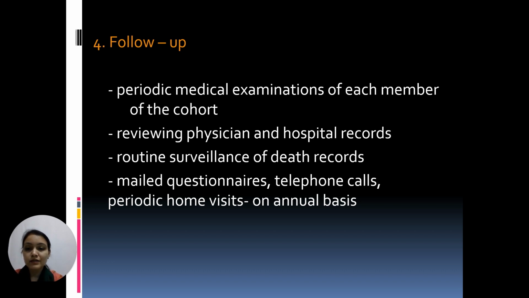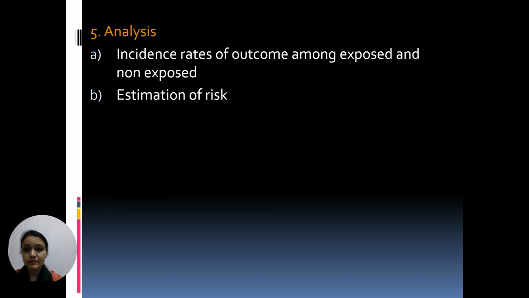The most important step in the cohort study is the follow-up. It includes periodical medical examination of each member of the cohort, reviewing physician and hospital records, routine surveillance of death records, mailed questionnaires, telephone calls, and periodic home visits on an annual basis. The last and important step is the analysis.